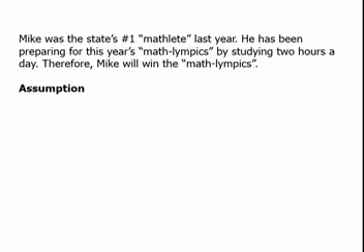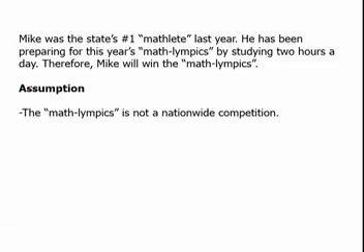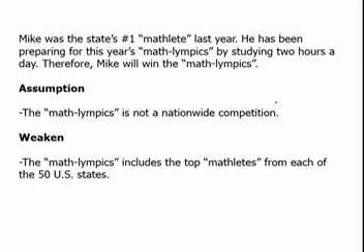Let's take a look at another possible assumption. This one, of course, is a little bit more subtle, but the fact is that he was the state's number one mathlete last year. Now he's going to the Math Olympics. Maybe the Math Olympics is a nationwide competition. The assumption, though, is that the Math Olympics is not a nationwide competition. That is simply a state competition, so Mike will win again. But if it turns out that the Math Olympics includes mathletes from all 50 states, well, suddenly it becomes far more competitive. And again, our faith in the conclusion is weakened. Mike could still win, but it's not as likely. And that's kind of the correct answer.